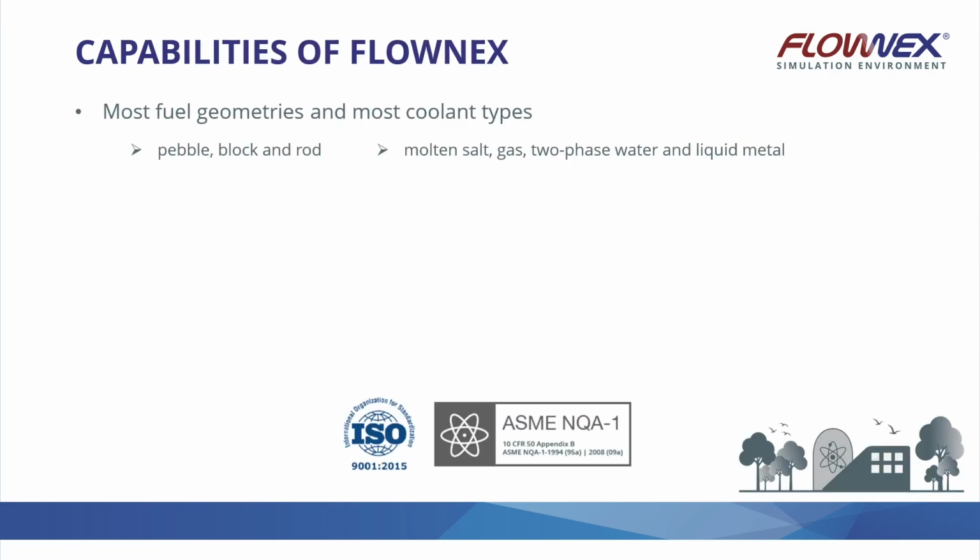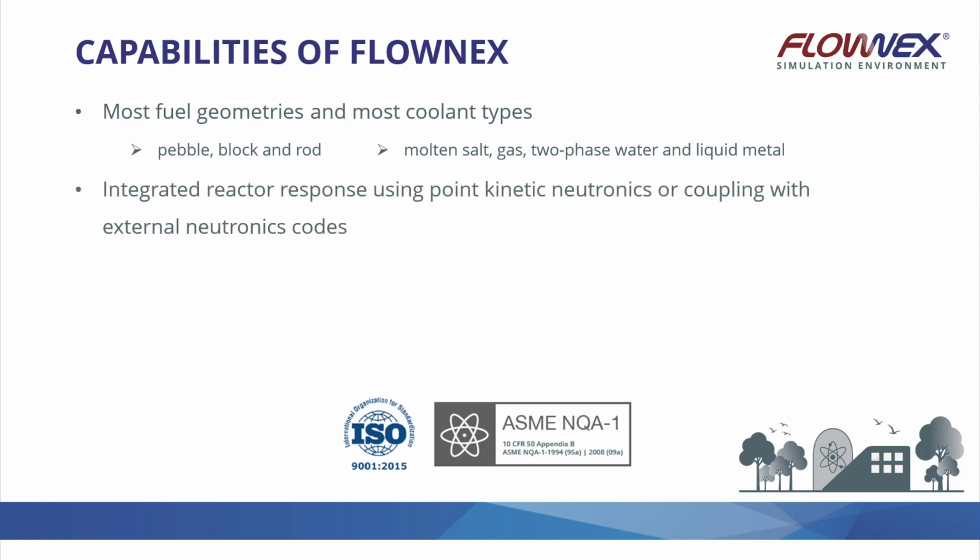Some important capabilities of Flownex in the nuclear industry. Flownex can model different fuel geometries such as pebble, block, and rod, and different coolant types such as molten salt, gas, water, and liquid metal. Flownex uses a point kinetics model to calculate the heat generated within a fuel. Alternatively, user-defined C# calculations or coupling with external neutronics code can be used to describe the heat generated as well.